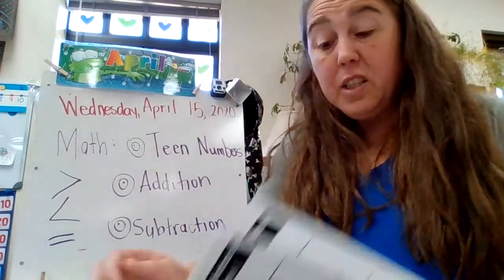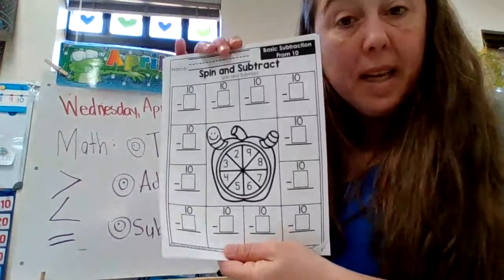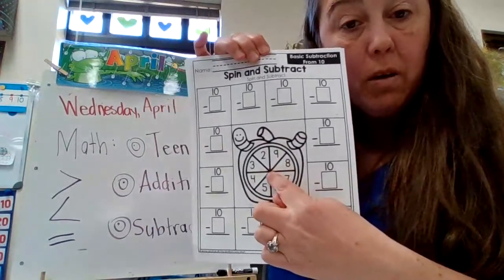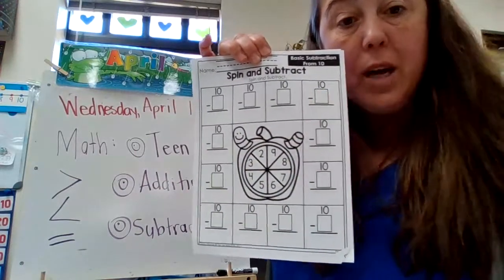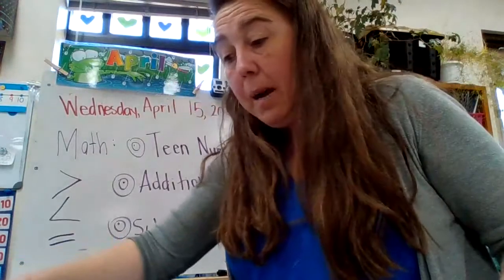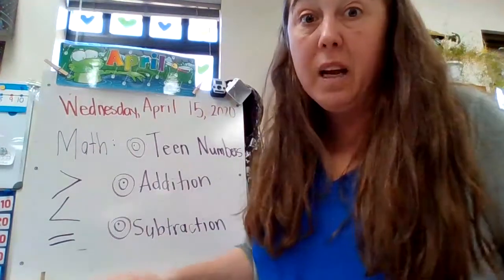Last one is to keep practicing that subtraction, that spin and subtract. So you're going to put your little spinner down, spin it around, put the number in the box, and subtract and see what you have left. Remember to draw pictures for that because it helps with subtraction.